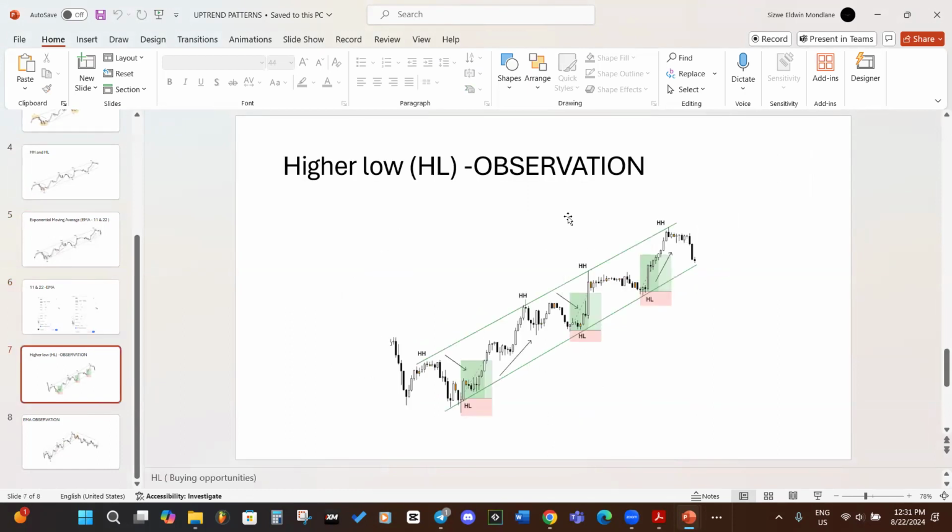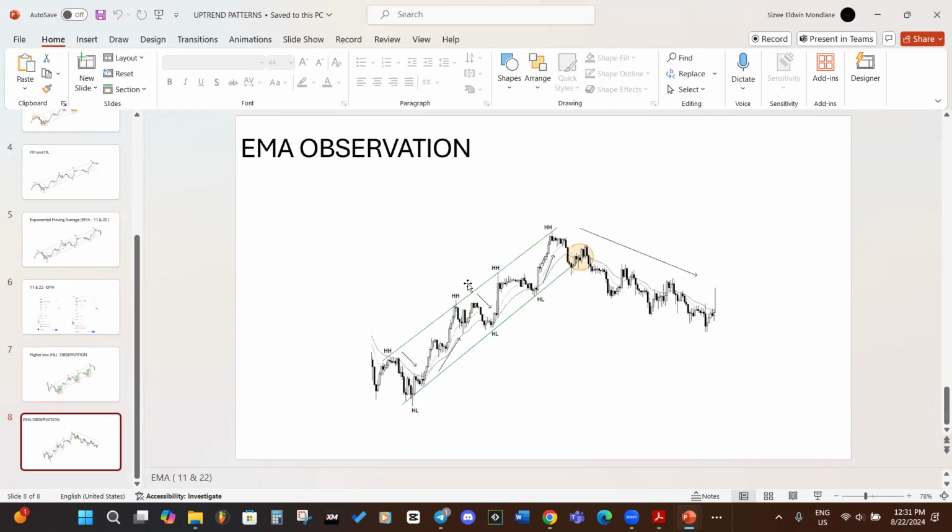So this is the observation. Something which I was telling you: you want to buy when the market retraces, meaning you want to buy at a higher low, higher low, higher low. If you can see here, always buying where? When the market gives us a higher low, higher low, higher low.